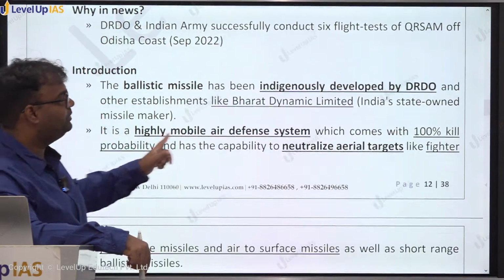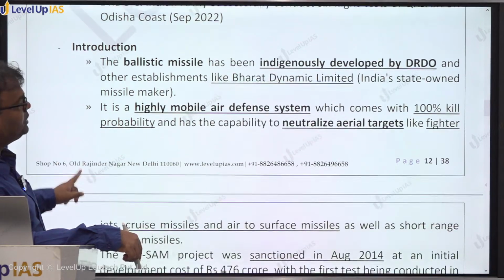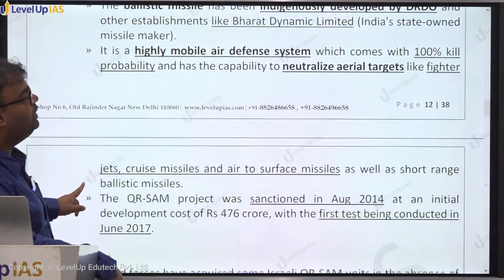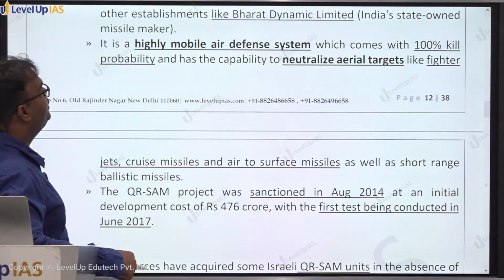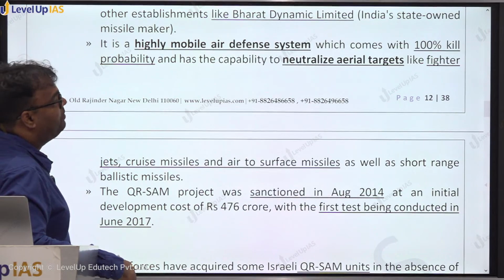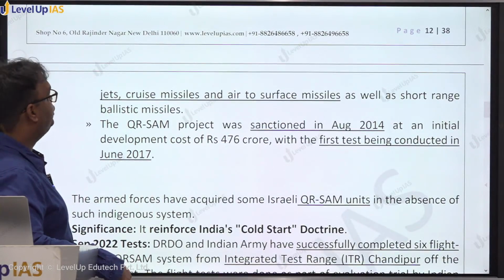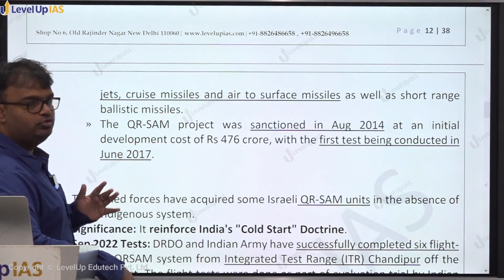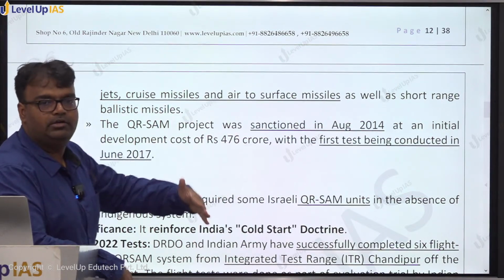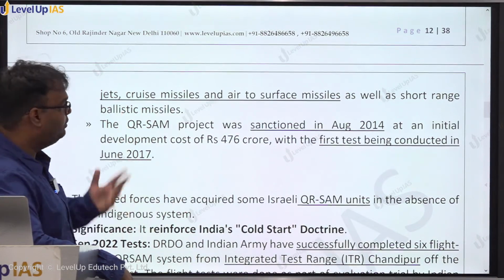Quick reaction surface to air missiles. The missile has been indigenously developed by DRDO and other establishments like Bharat Dynamics Limited. It's a highly mobile air defense system which comes with 100% kill probability and has capability to neutralize aerial targets like fighter jets, cruise missiles, and air-to-surface missiles, as well as short-range ballistic missiles. It can neutralize all these things, and thus for when we want to quickly enter Pakistan and attack them, this quick reaction surface to air missile can be very crucial.